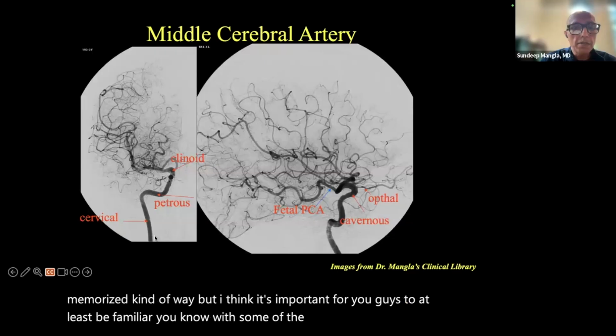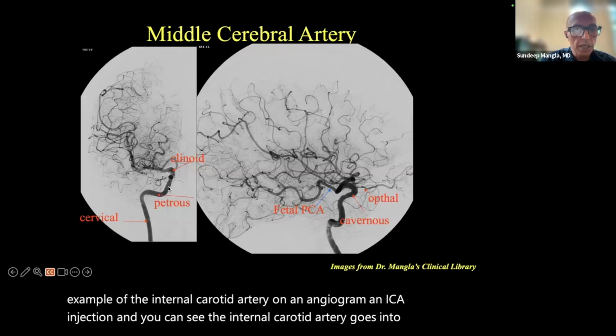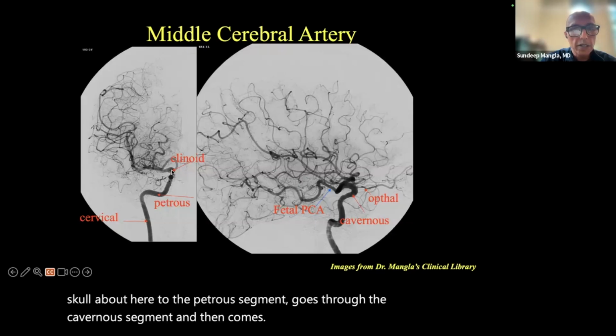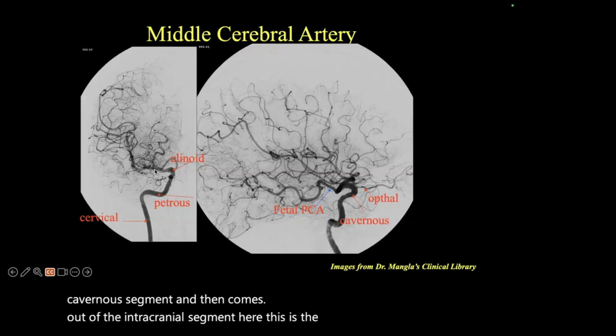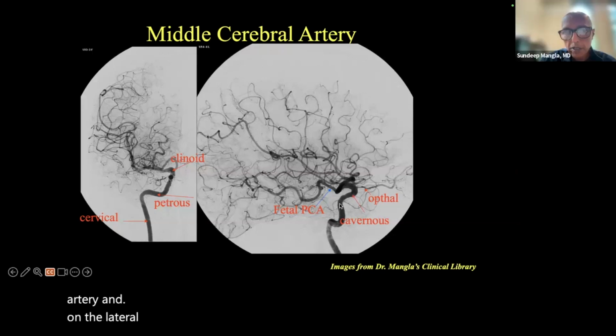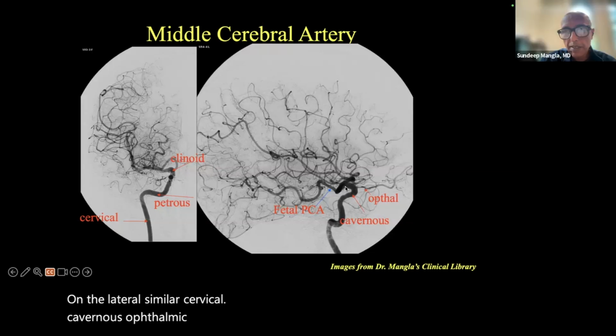So this is an example of the internal carotid artery on an angiogram, an ICA injection. You can see the internal carotid artery goes into the skull about here, into the petrous segment, goes through the cavernous segment, then comes out into the intracranial segment here. And this is the middle cerebral artery. On the lateral, similar: cervical, petrous, cavernous, ophthalmic going to the eye. And then you have the MCA.